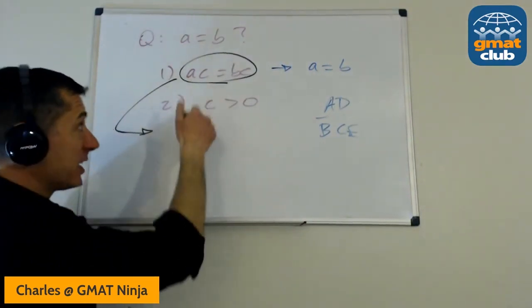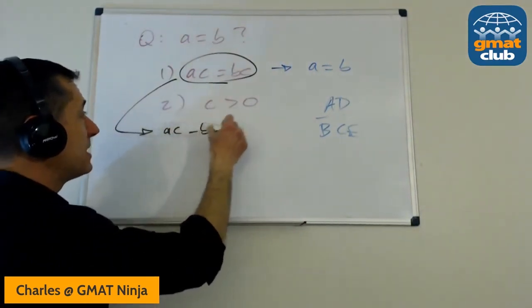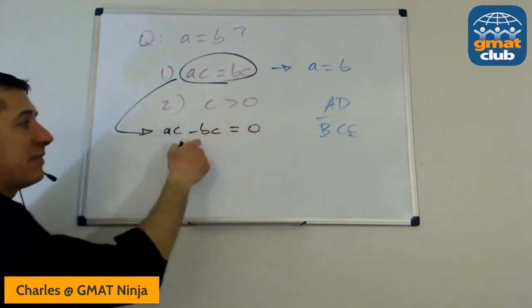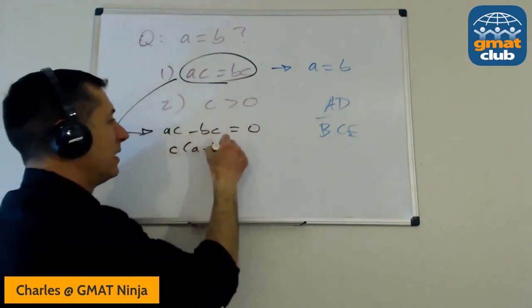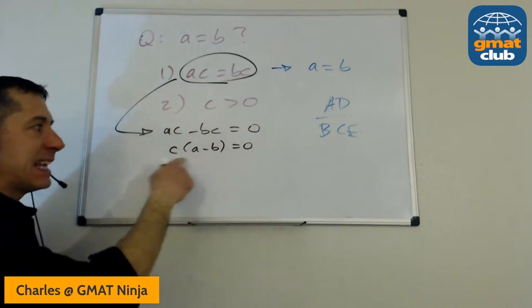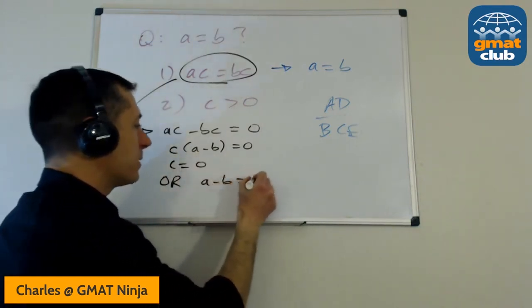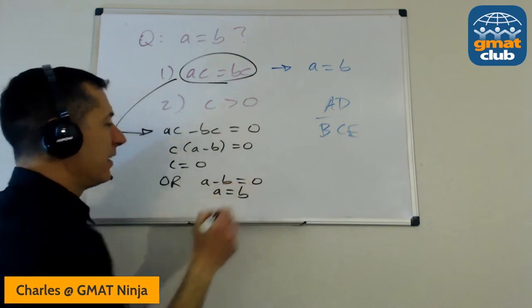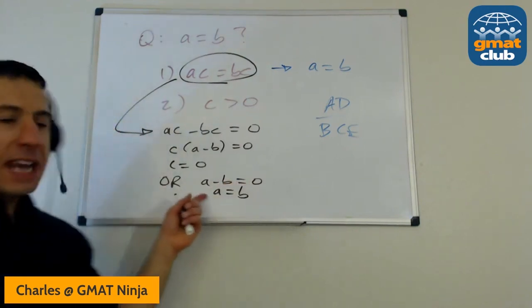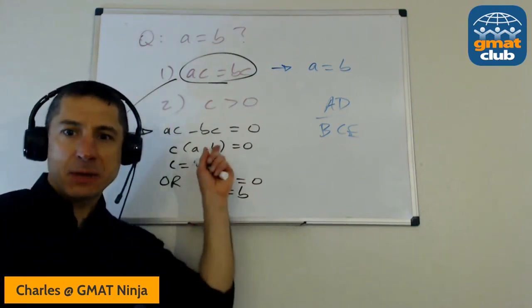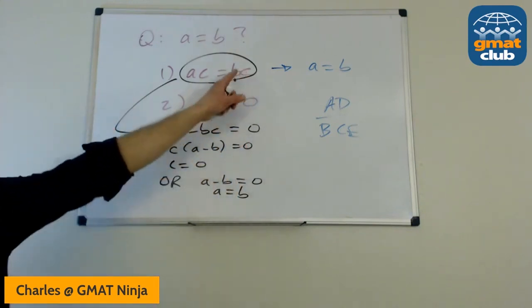It's never going to hurt you here to say, okay, AC minus BC equal to 0. Then I can factor out the C. And now what is this saying? It's saying that either C is equal to 0 or A minus B equals 0, which is your A equals B. So we don't know that A has to be equal to B. C could be equal to 0 here. Bottom line, don't get in the habit of dividing.